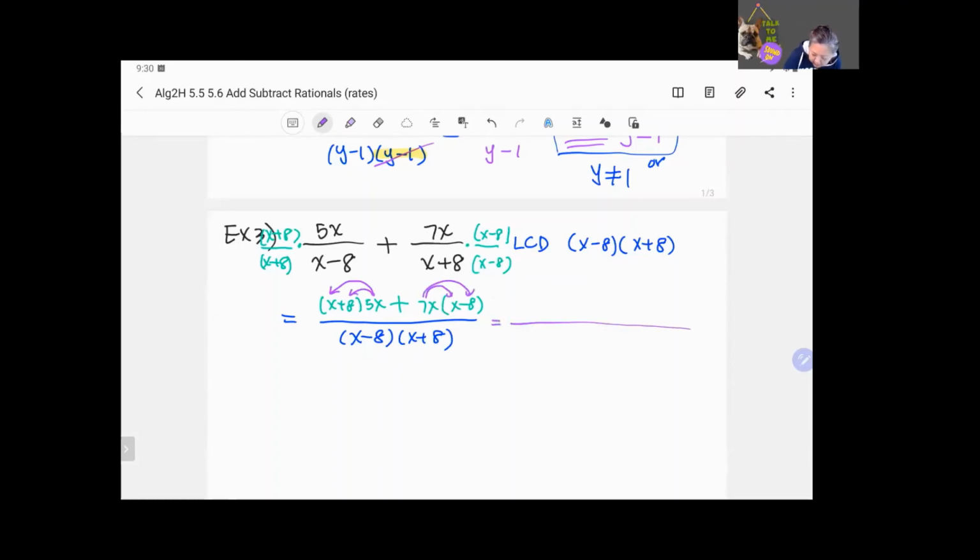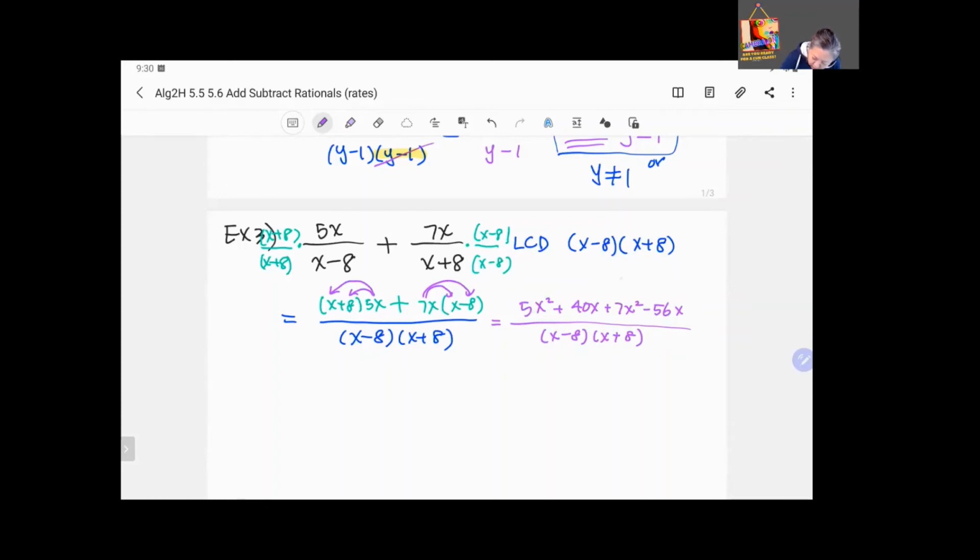The next step, the numerator side will be x times 5x, 5x squared, and 8 times 5x, plus 40x, and 7x times x, plus 7x squared, 7x times negative 8, and negative 56x. Then the denominator is still x minus 8 and x plus 8 here. Then now, like terms together.